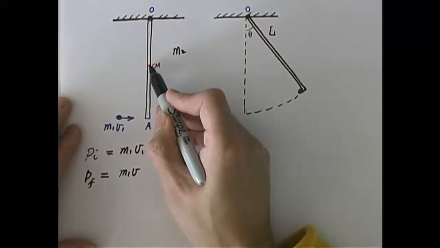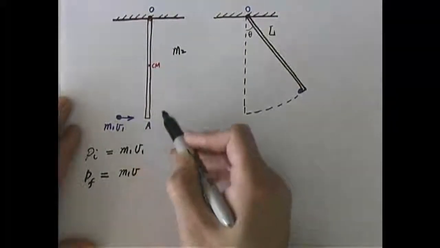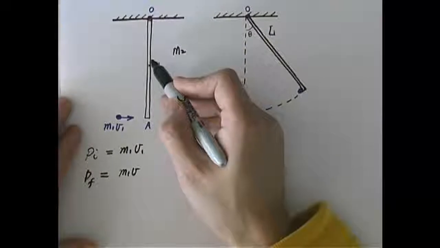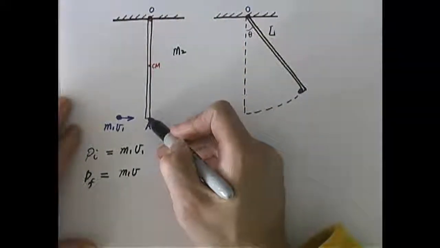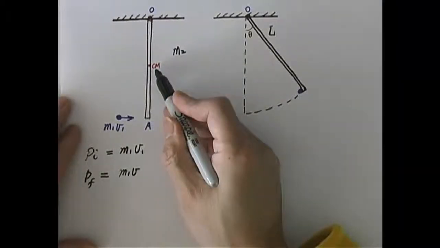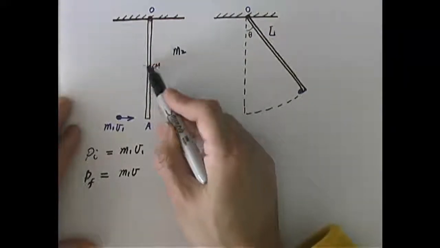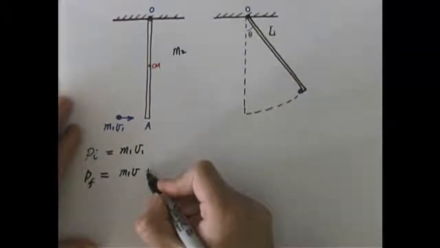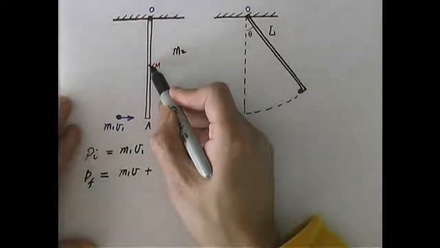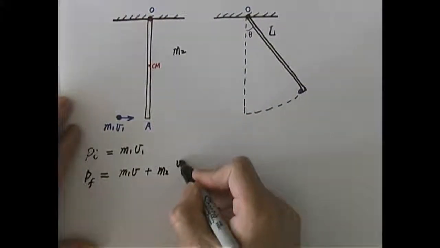Now remember, the center of mass, just like point A, after the collision, is rotating about point O, right? And since the center of mass is halfway between point O and point A, as point A moves with speed v, the center of mass must be moving at half that speed, right? Because they have the same omega, but they don't have the same linear speed, because this is moving with half the radius compared with that.